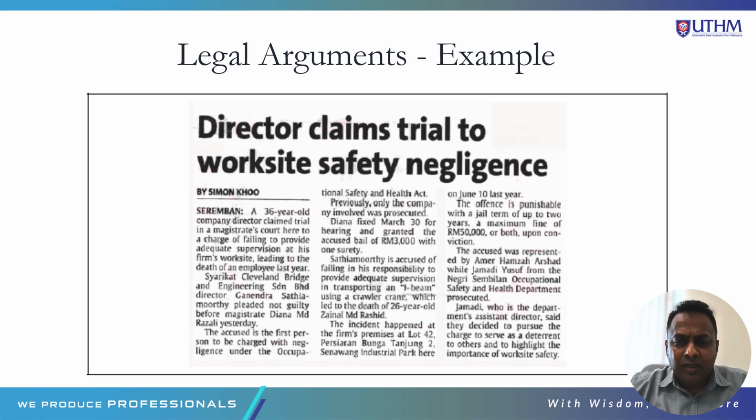So for the legal argument, this is one of the newspaper clippings, where a director claims trial to worksite safety negligence. A 30-year-old company director claimed trial in a magistrate court to a charge of failing to provide adequate supervision at his firm's worksite, leading to the death of an employee last year. So these are some of the arguments and also the fines involved.